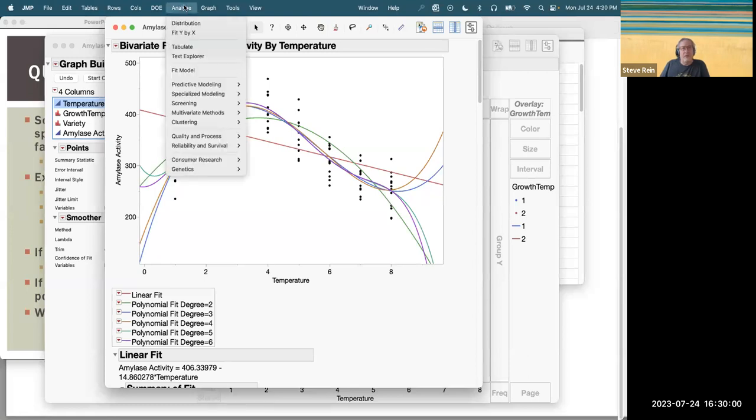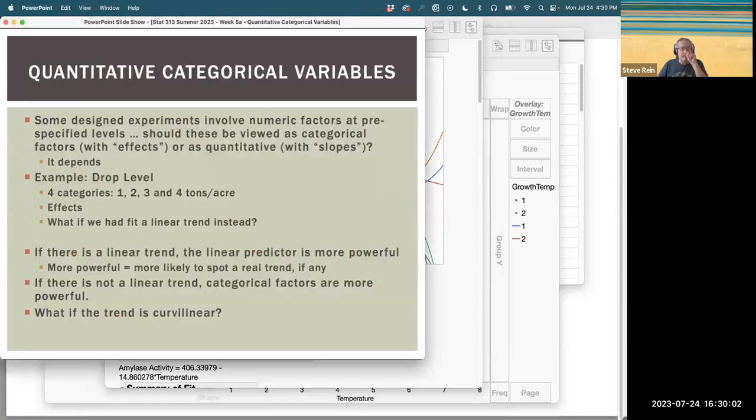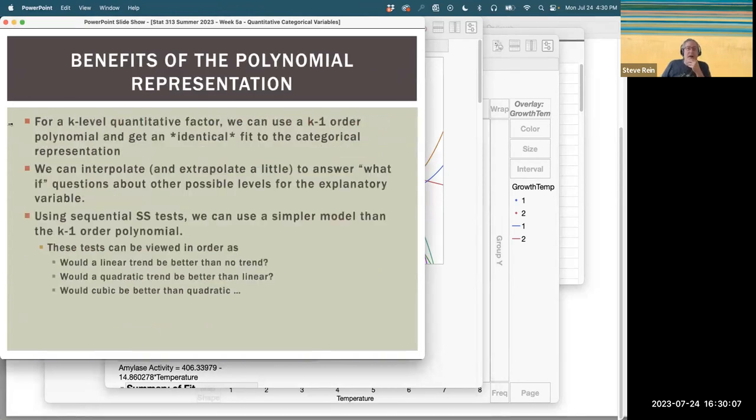Okay, so let's get into the nature of how we're going to spot things. And I'll just claim for a K-level quantitative factor, K distinct levels of temperature, maybe 8 here, we could use a K-1 order polynomial to get the exact same fit for those K levels. I want to switch gears here and sort of draw some pictures for a little bit.